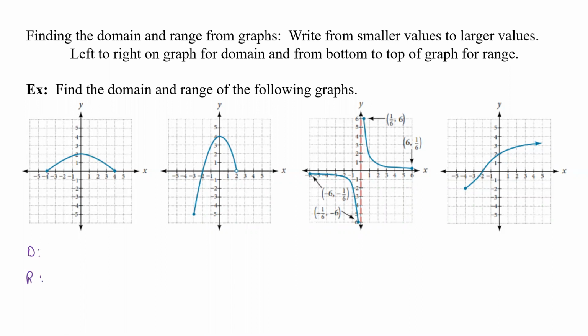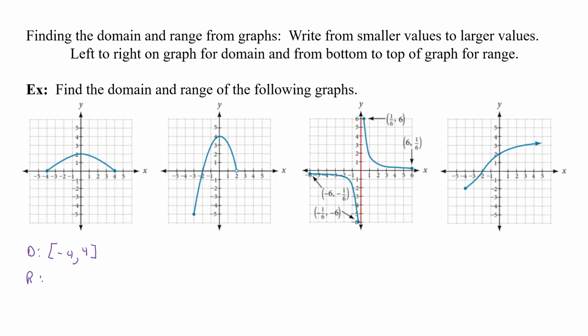Well, the domain starts here, and it's a -4, and it's a closed circle. So we're going to have from -4, and then it goes all the way here up to +4. And again, it's a closed circle, so it would be another bracket. Now, where does our range go?